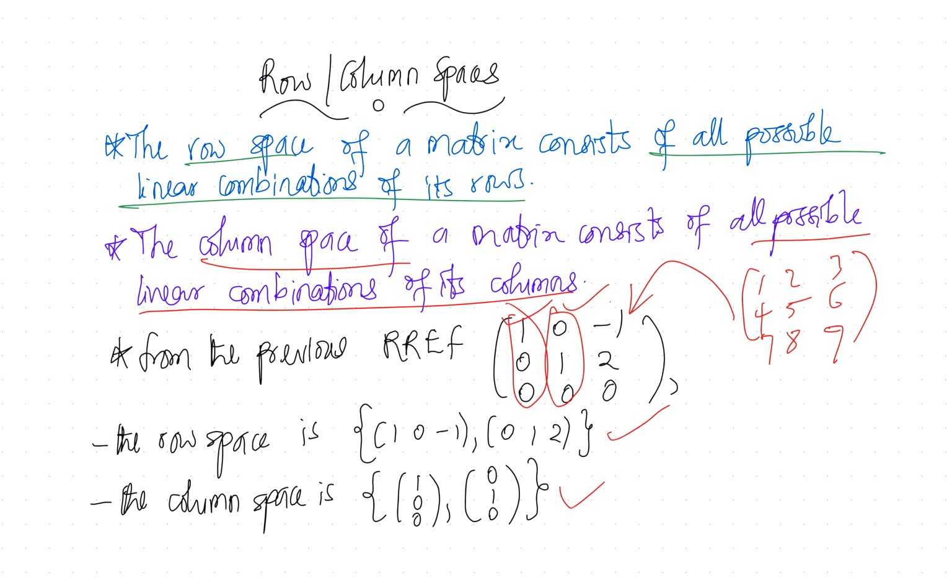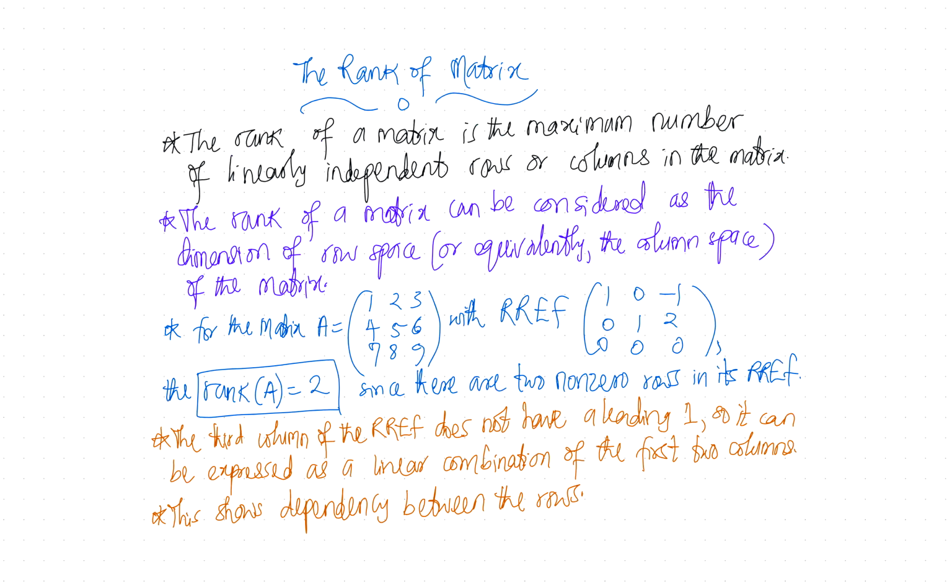Easy. Okay, so we go ahead to talk about the rank of a matrix. Now, the rank of a matrix also relates to the reduced row echelon form. So if you want to know the rank of a matrix, the first thing you have to do is get the matrix into the RREF, the reduced row echelon form, which I've just explained. That was a lengthy explanation, by the way. So the rank of a matrix is the maximum number of linearly independent rows or columns in the matrix. I think I've talked about the idea of linear independence before, but I'm going to explain it further by the time we are done with this slide. So the rank of a matrix can be considered as the dimension of the row space, or equivalently the column space of the matrix.